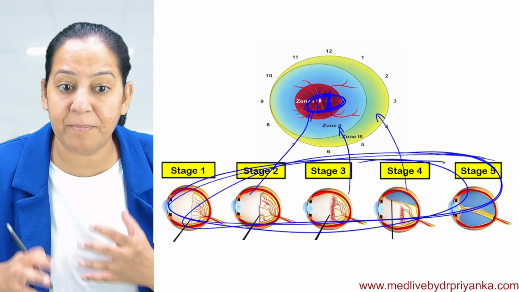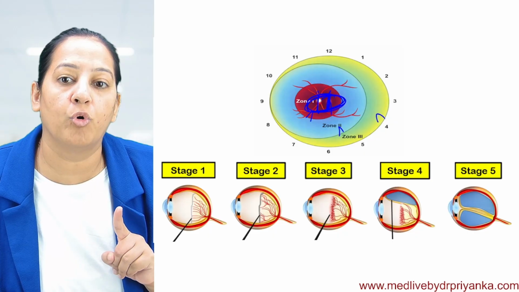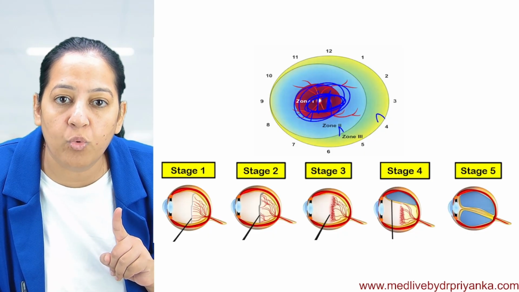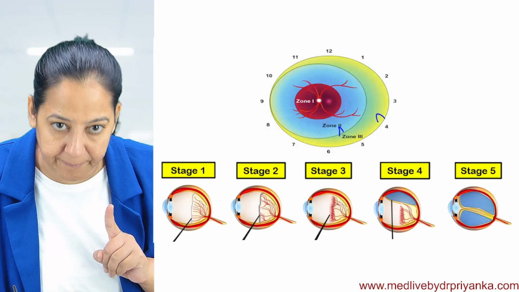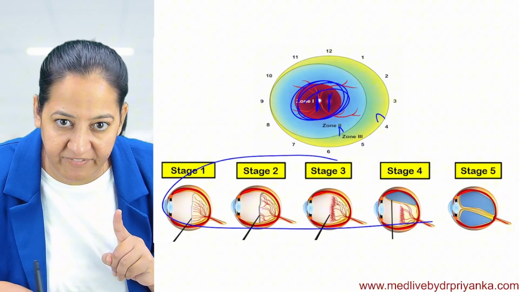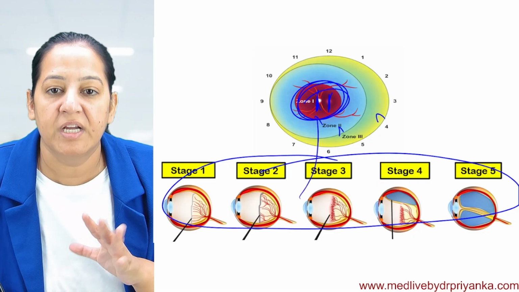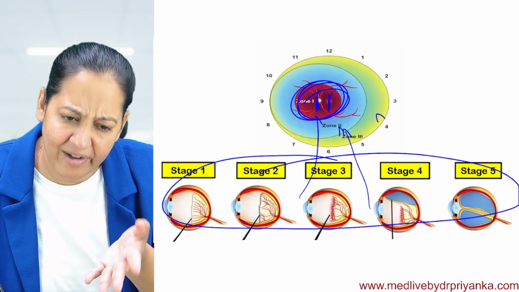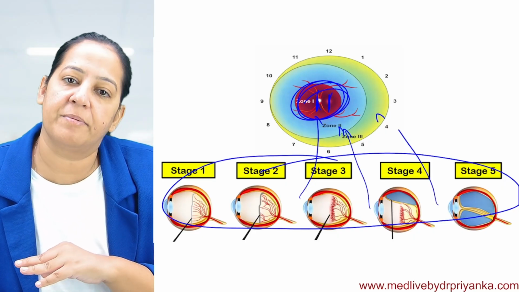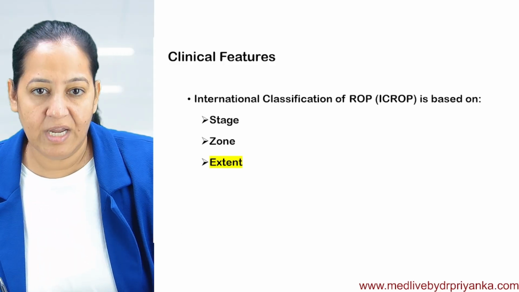So these 5 stages are present in which zone? That matters. The most severe, most dangerous zone is zone 1, because zone 1 contains the optic disc and macula. If any of these 5 disease stages is present in zone 1, the disease is very severe. If these 5 stages are present in zone 2, it's relatively less severe. If they are present in zone 3, they are harmless. I hope you got it. So that's about the zones.